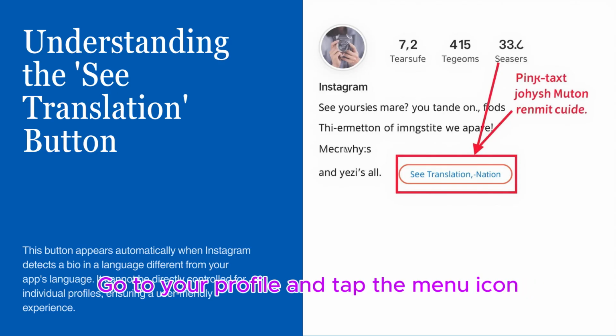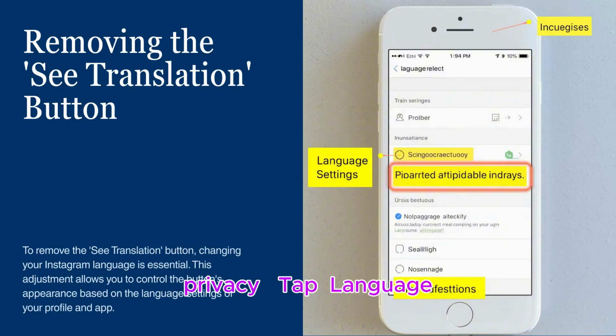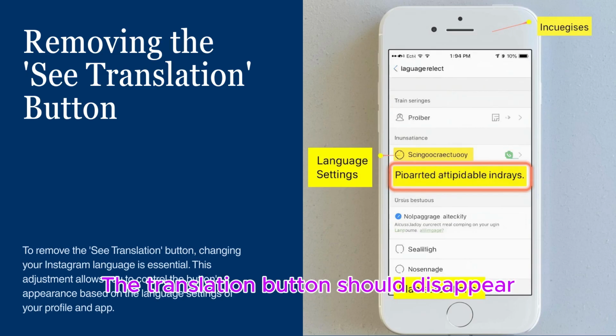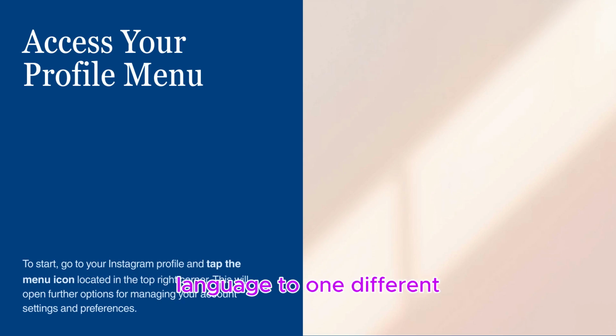Go to your profile and tap the menu icon. Tap Settings and Privacy. Tap Language. Change the app language to match the language of the bio you are viewing. The translation button should disappear. To add the button, change your app language to one different from the bio's language.